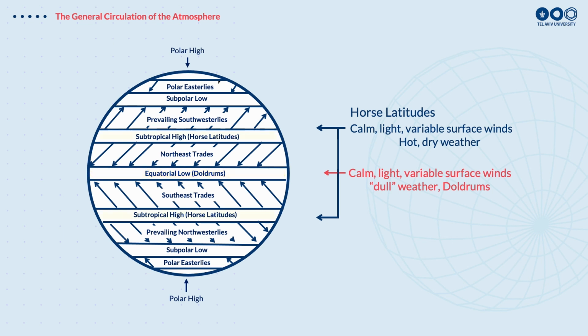A similar story we see at 30 degrees, where we have the sinking air coming down at the Hadley cell. We have another area where the air is sinking, and then some of it goes north, some of it goes south. But at the surface, we have very calm, light winds, hot and dry because we're having the sinking and the compression of the air. And this area we call the Horse latitudes. There's some controversy about why it's called the Horse latitudes. We'll come back to that in a second.